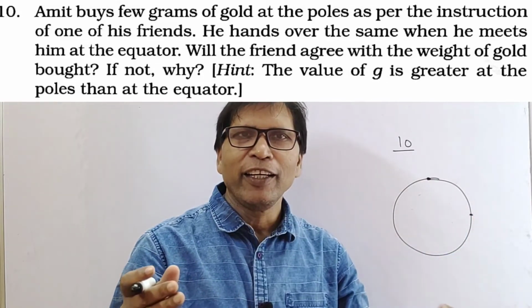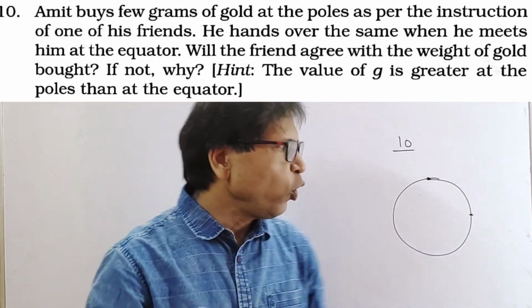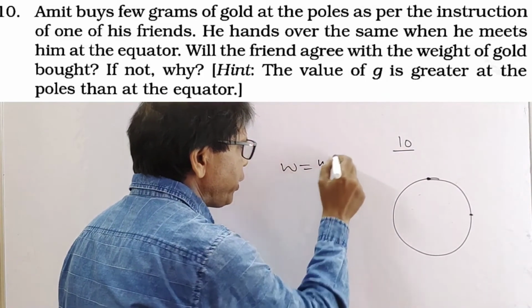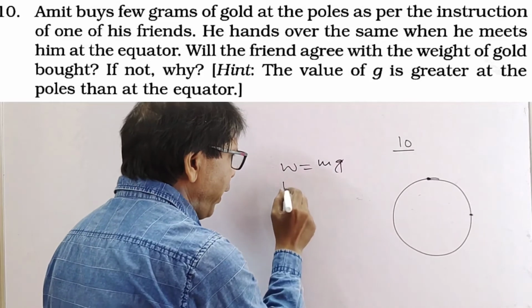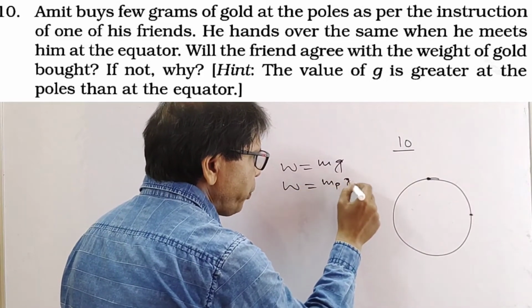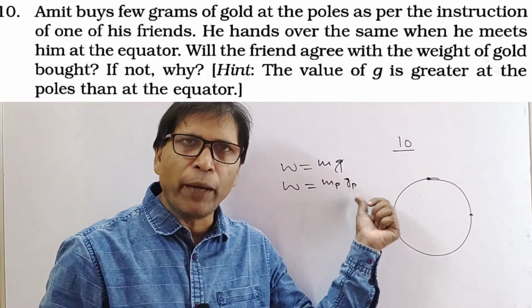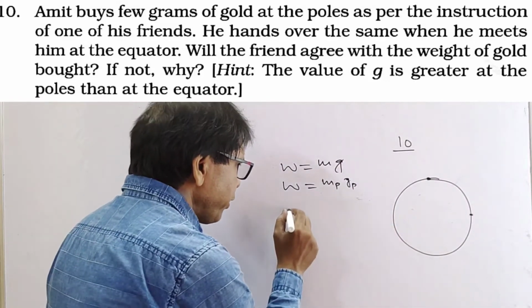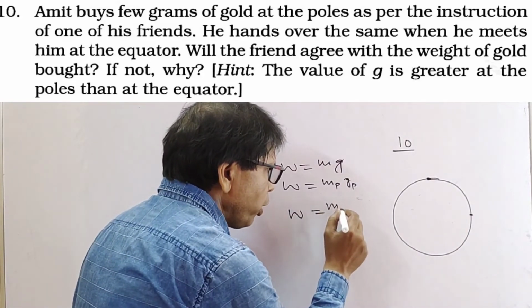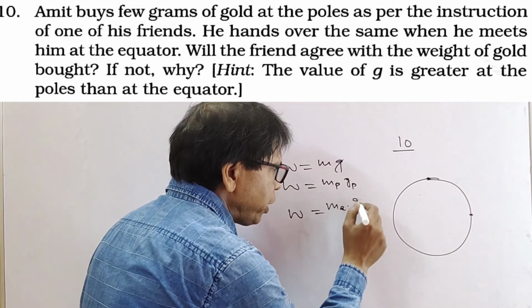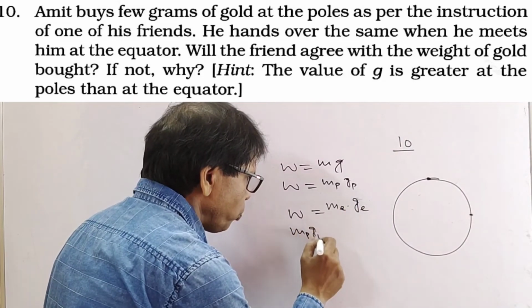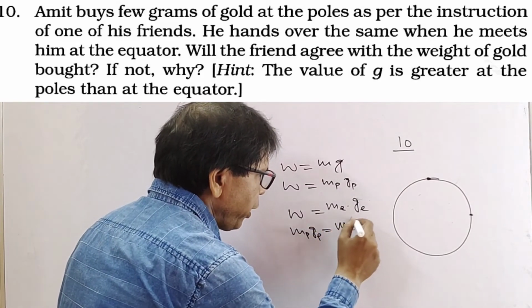Amit buys some gold from his friend at the pole and he returns it to his friend at the equator. Does he lose or gain? Look at this. Weight is equal to mass into acceleration due to gravity. Suppose the mass at the pole is mp and this is gp, the acceleration due to gravity at the pole. Look at this. The same weight is returned at the equator, so the mass of the gold at the equator is me and the acceleration due to gravity is g. This is mp into gp equal to me into g.